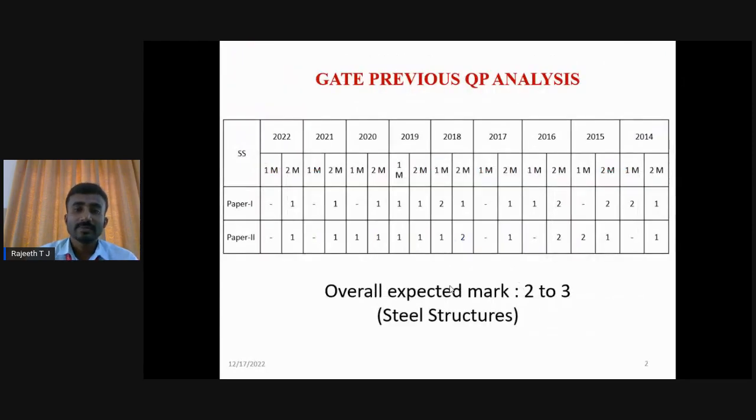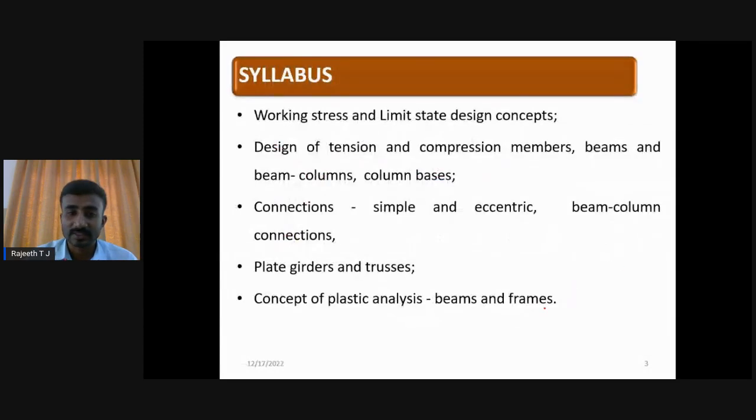So if you see the GATE previous question paper analysis, from steel structures we are going to get minimum 2 marks. If you observe last year, 2022, they asked one question in the morning session and one question in the afternoon session, each of weightage 2 marks. So this is the previous year analysis. Maximum we are going to get 2 to 3 marks from steel structures.